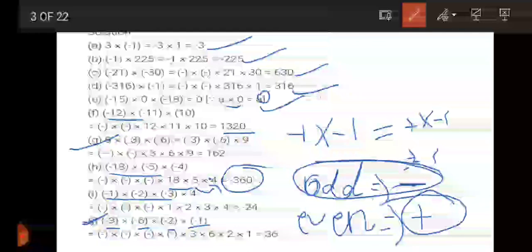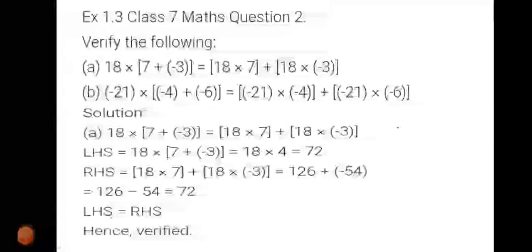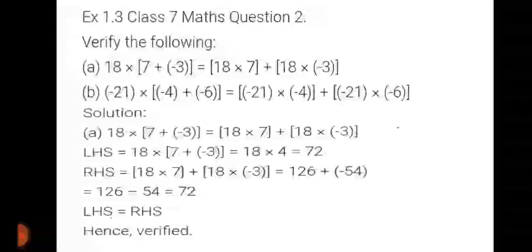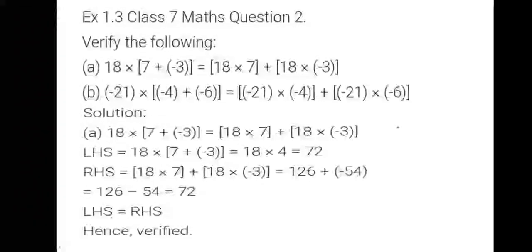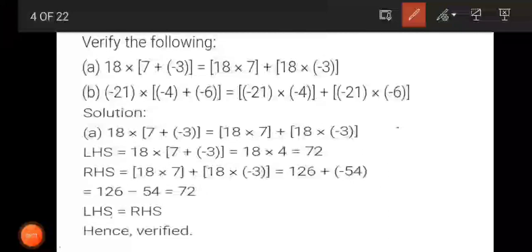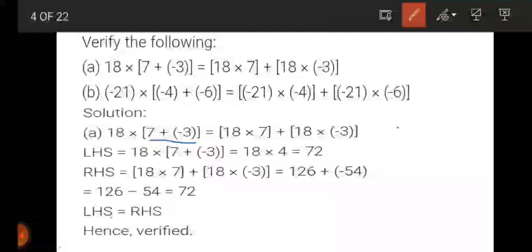Okay, so let's do the next questions. Next is verify. So here you verify identities. First of all, you solve the left hand side, and then you solve the right hand side. The first rule is always to solve the bracket first, and after that, if a number is given with the bracket, you multiply. If you are given plus, divide and multiply, everything, but first you always solve the bracket.